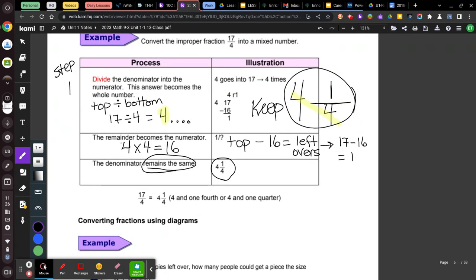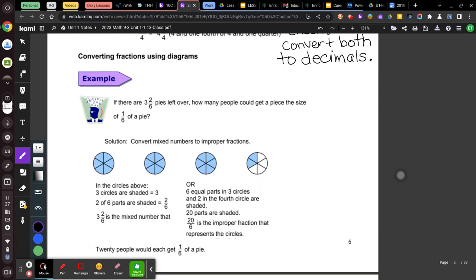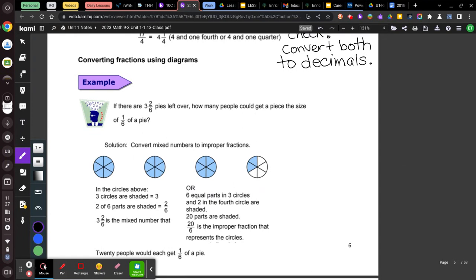So again, how do you check your work? You check your work by using decimals. So you're going to convert both to decimal numbers to check your work and make sure you did it right. Okay, we're going to do one more example with a picture, and then that is the end of this lesson.